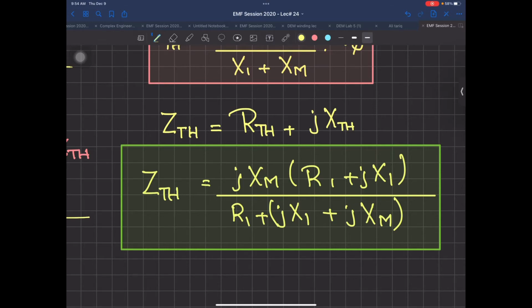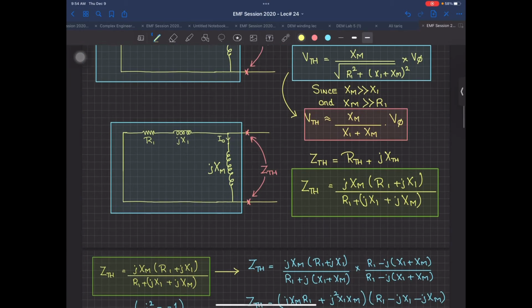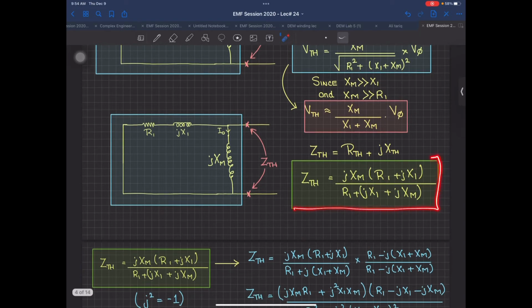This will be equal to, now I have just taken the parallel branch over there. If you can see, JXM multiplied by R1 plus JX1, divided by the total impedance, with everything in series. So this is just your Z Thevenin over here. Now, one thing very important. Next, I am going to do the proof, which is not available in your book. They have just given the end result over there. I'm going to do this proof.